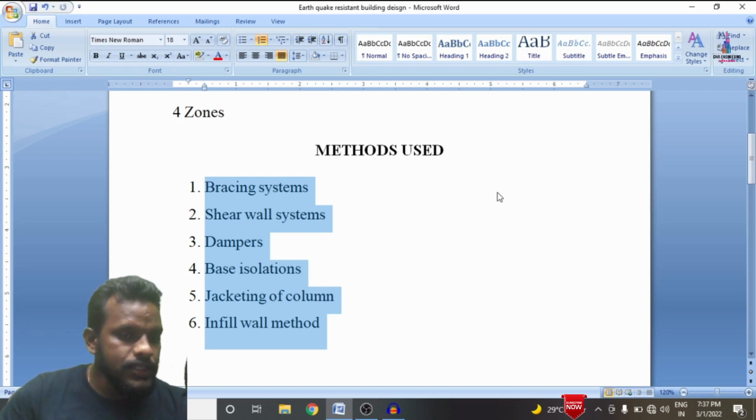In the upcoming video sections, I will explain how to design the building structure by using all these methods. In my next video, I will explain the bracing system. In the following video, I will explain the shear wall system. After that, I will explain how to design the earthquake resistant building structure by using dampers, base isolation systems, jacketing of the column, and infill wall methods.